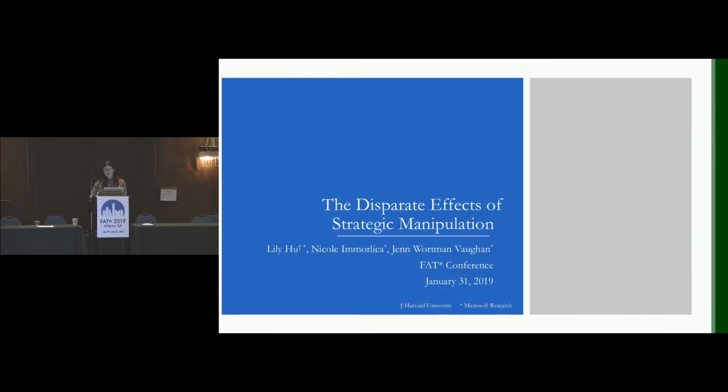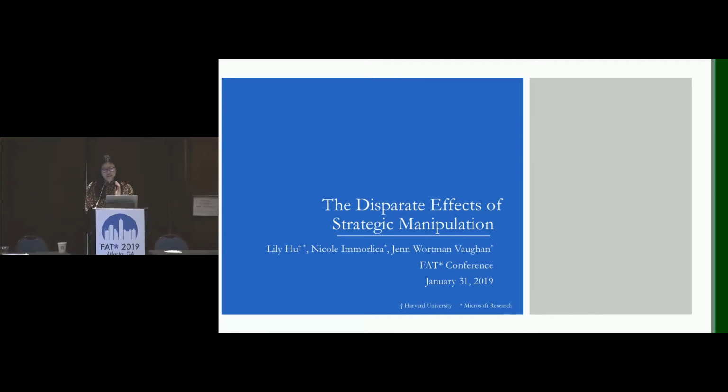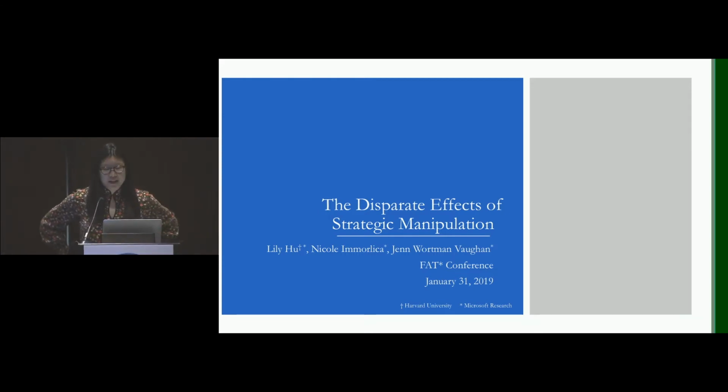Just a quick preface, I'm talking about a mathematical model today. Mathematical models on their own obviously don't say anything about the empirical world, and they're not prescriptive, but I hope they can give us some insights into things we might not expect. So at a much more modest goal, I hope this talk will achieve that. I'm talking today about the disparate effects of strategic manipulation. This is work I did when I was at Microsoft Research with Nicole Immorlica and Jen Wortman Vaughan.